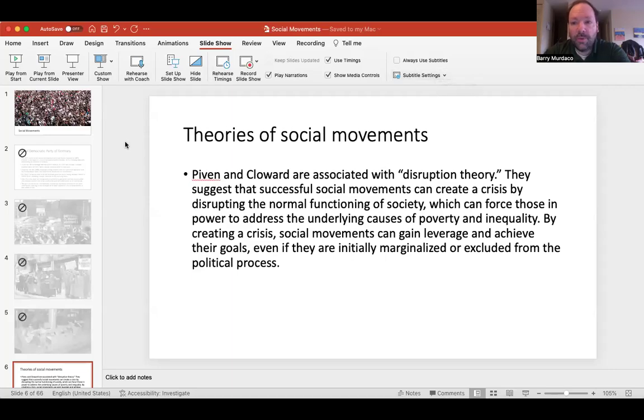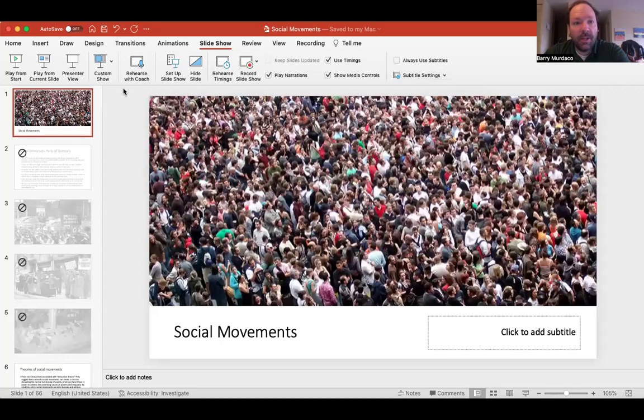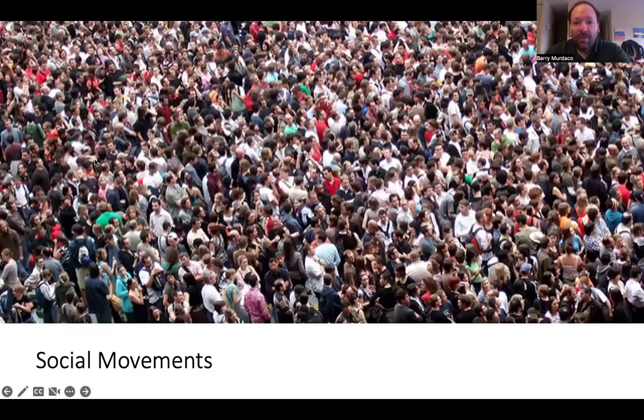Okay, so for this class, we're going to be talking about social movements. In previous classes, we've talked about the different branches of government. I thought it would be interesting to talk about political actors who exist basically outside of the government, but seek to influence the way the government behaves, the laws and policies enacted by the government.